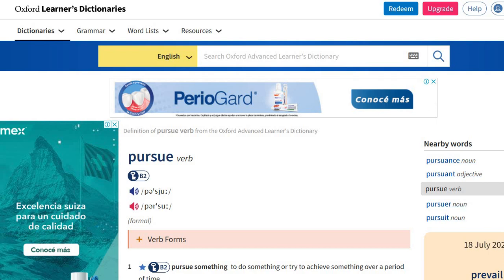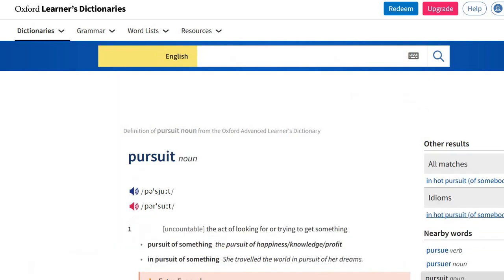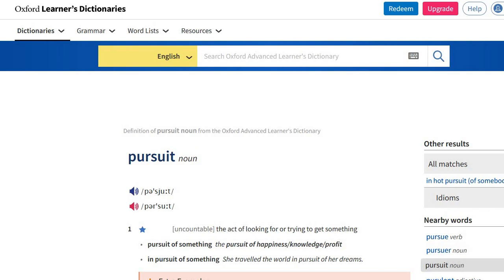Because many of you got this word wrong, to pursue, the British one, its spelling, and the noun pursue, right? Here. So please remember to use dictionaries, right? And to use this one in particular, right? This is quite good.